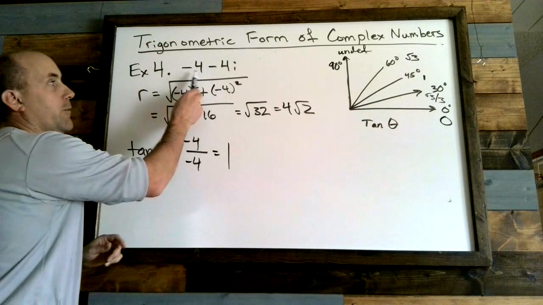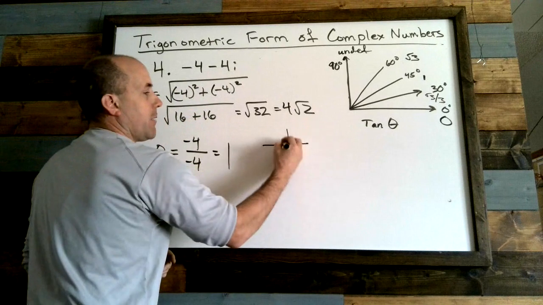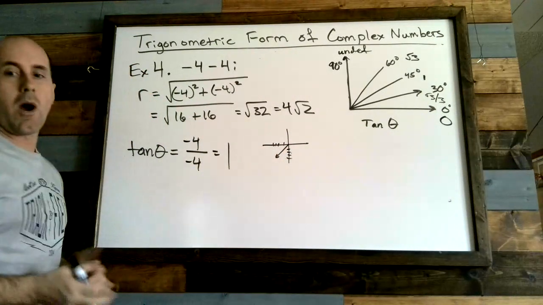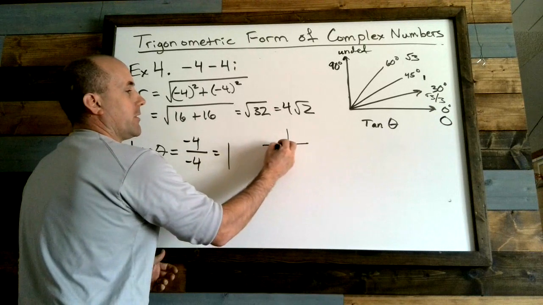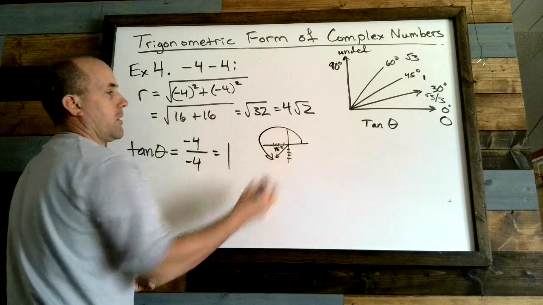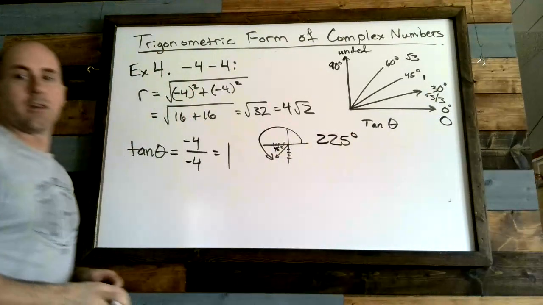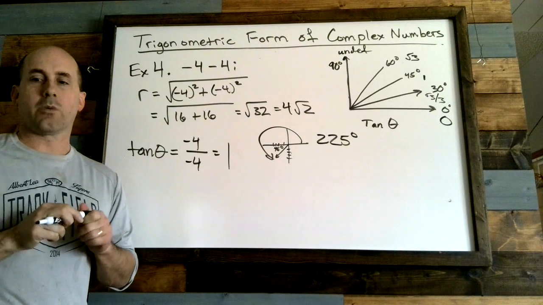But just be careful. Is this in the first quadrant? No. Which quadrant is it in? You'd be back 4 and down 4. So you'd be in the third quadrant. So a 45-degree angle in the third quadrant, that's 225 degrees. 225 degrees. Okay? 225 degrees.